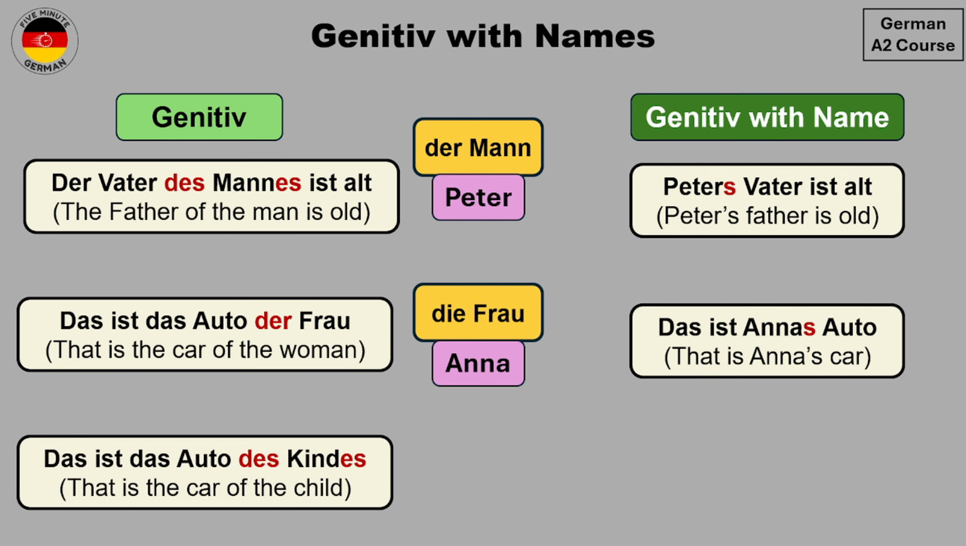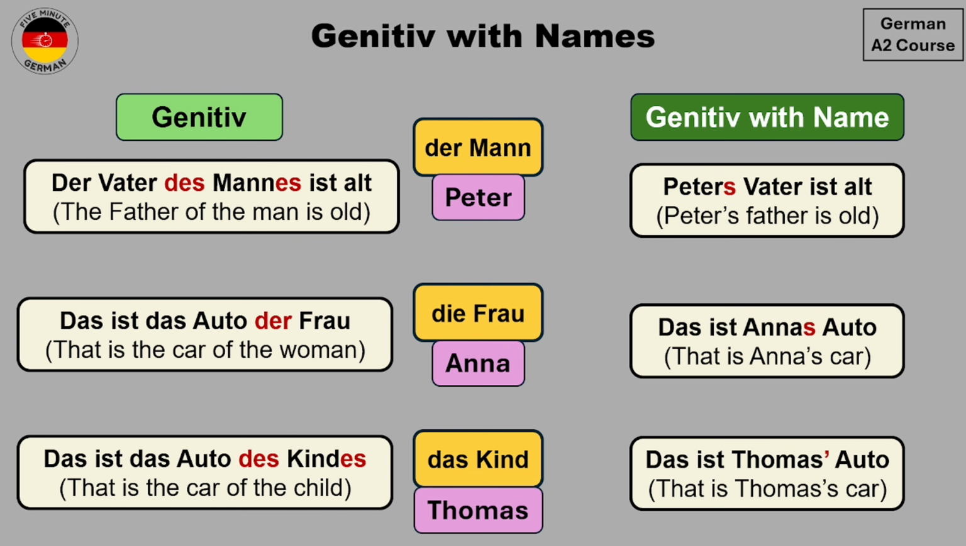Now let's take one more example. So we have the sentence "Das ist das Auto des Kindes." That is the car of the child. Now suppose that the name of das Kind was Thomas. Then in this case we will write the sentence in genitive as "Das ist Thomas' Auto," which can be translated as "that is Thomas's car."